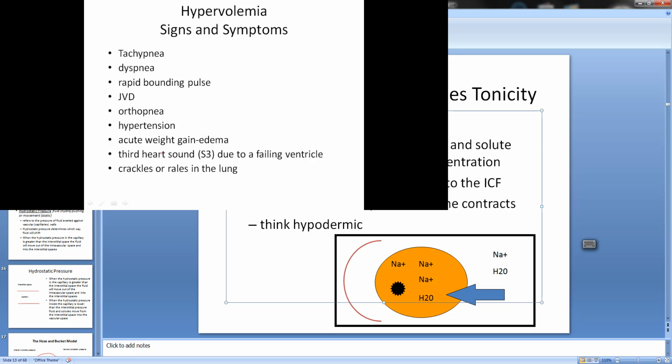Signs and symptoms of hypervolemia include tachypnea, or increase in respiratory rate associated with shortness of breath. You also have a rapid bounding pulse, jugular vein distension, orthopnea, difficulty breathing sitting up, hypertension, acute weight gain, edema, and a third heart sound due to a failing ventricle with increasing pressures in the ventricular space. And most importantly, crackles or rales in the lungs.